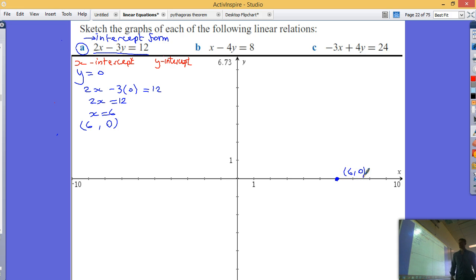Okay? Now let's work out our y-intercept. That's when x is equal to 0. Okay, that is anywhere along the vertical axis line.